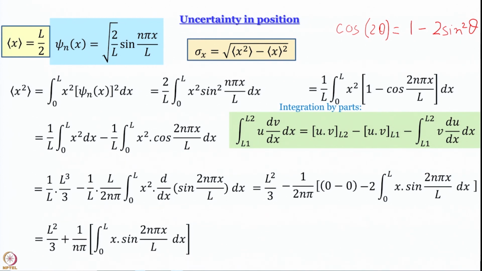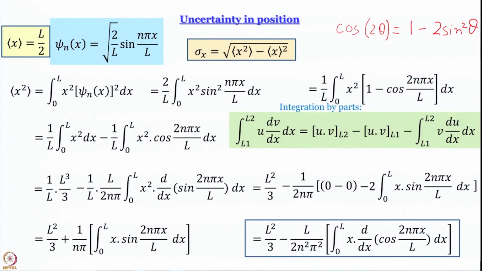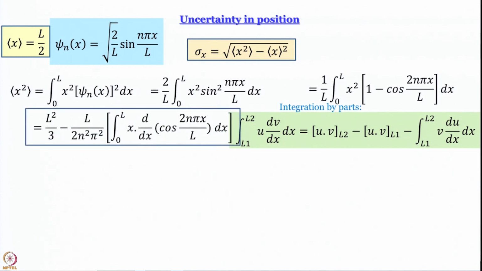Before that we clean it up a little bit and we get L square by 3 plus 1 by n pi integral 0 to L x sine 2n pi x by L dx. And now it is simple because we have done it once already. So, I leave it for you to do it yourself and convince yourself that this is the result we get, okay. We will go to the next one. So, when we do integration by parts again, this is what we get, integral 0 to L x d dx cos of 2n pi x by L dx.